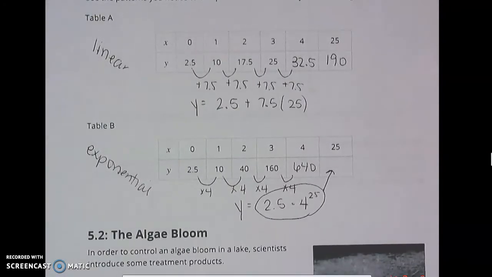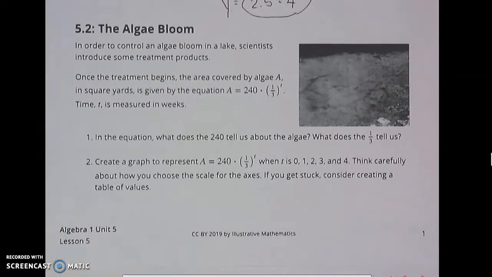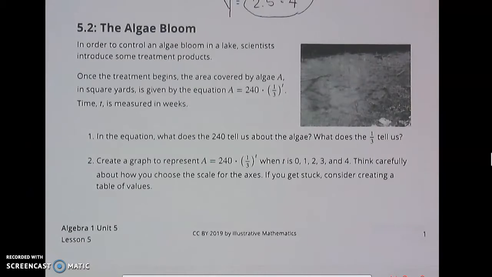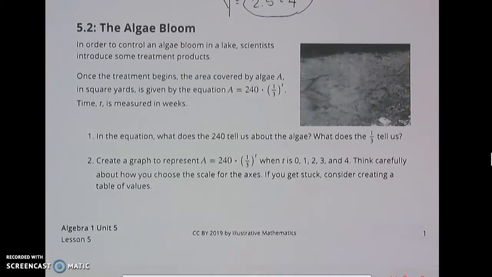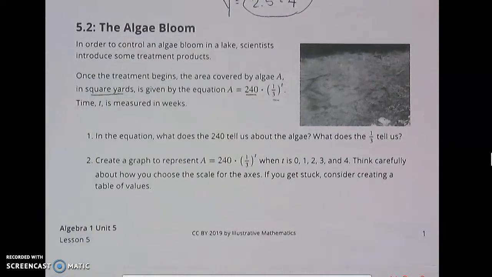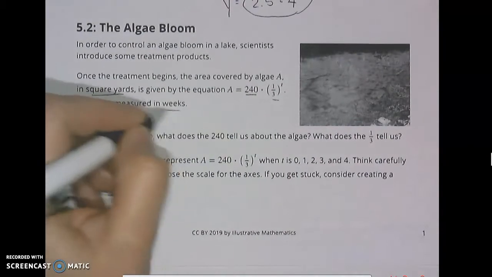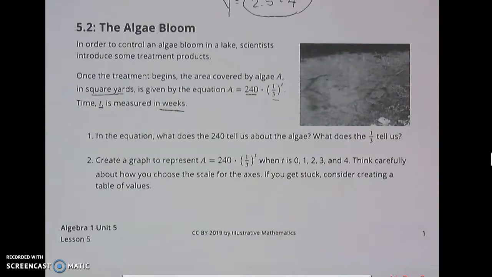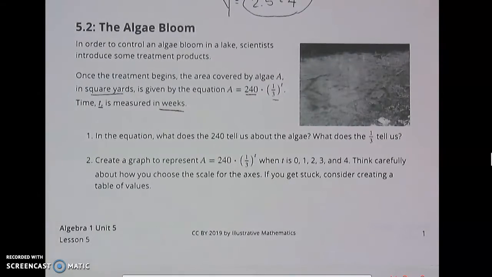All right. The next piece that we're going to be dealing with is algae bloom. It says in order to control an algae bloom in a lake, scientists introduced some treatment products. Once the treatment begins, the area covered by algae A in square yards is given by the equation A equals 240 times 1/3 to the t, where t is time measured in weeks. It's really important that we're paying attention to all of those different things. In the equation, what does 240 tell us about the algae?